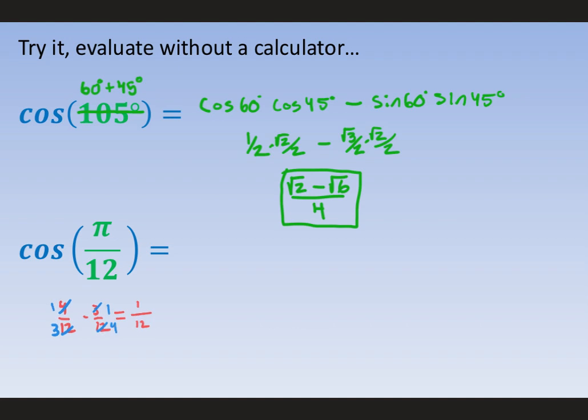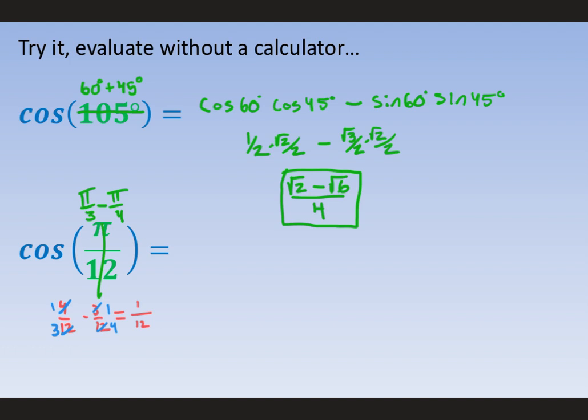So what we could do is rewrite this cosine of pi over 12 as the cosine of pi over 3 minus pi over 4. We're going to rewrite that pi over 12 as pi over 3 minus pi over 4. And we know that because we worked a little bit backwards here. Pi over 3 minus pi over 4 is going to become 4 over 12 minus 3 over 12, which would leave us with the 1 over 12.